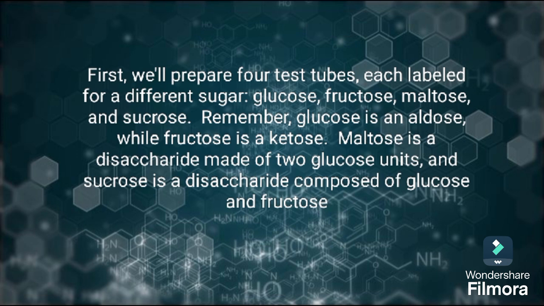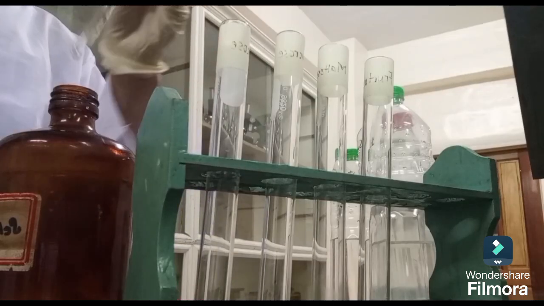First, we'll prepare 4 test tubes, each labeled for a different sugar: glucose, fructose, maltose, and sucrose. Remember, glucose is an aldose, while fructose is a ketose. Maltose is a disaccharide made of 2 glucose units, and sucrose is a disaccharide composed of glucose and fructose. Let's get started with the experiment.